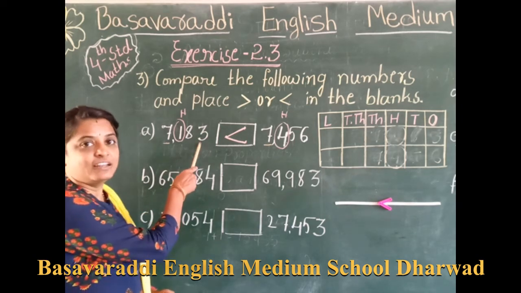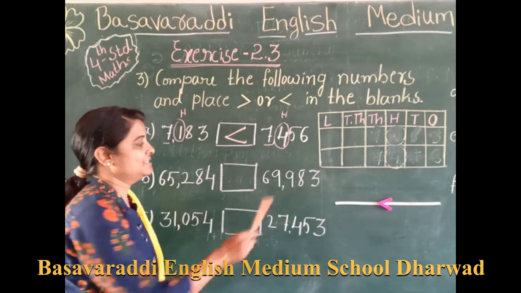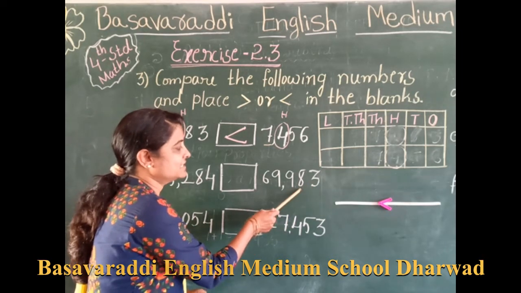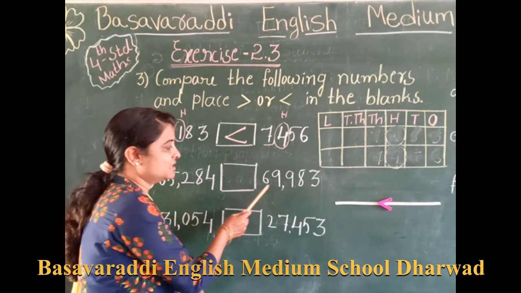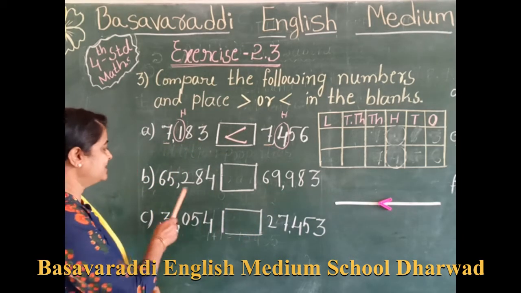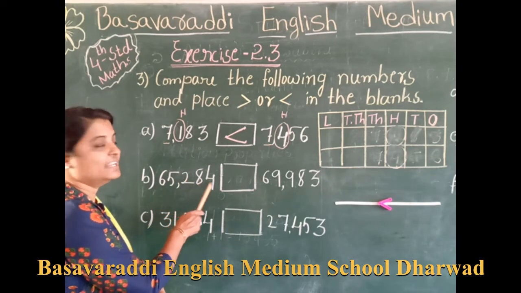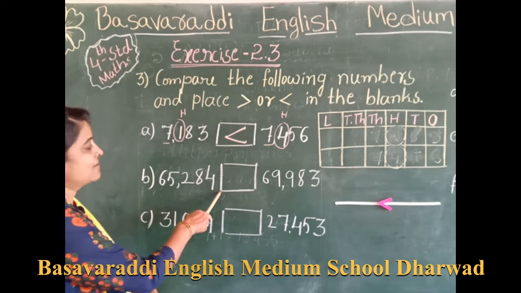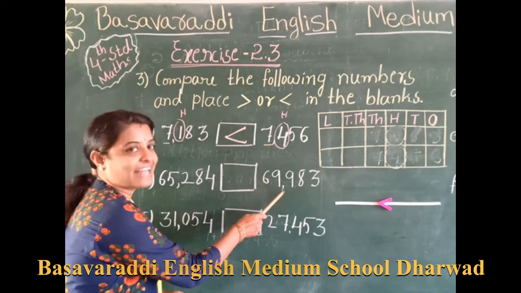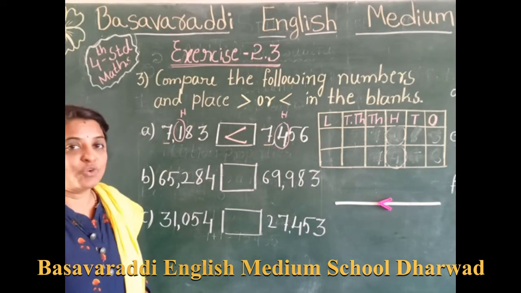Here we learned about only 1000. Here it is up to 10,000. Again see here ones, tens, 100, 1000, 10,000. Then now we have up to 10,000 number. Then read this: 65,284. Yes. Then here it is 69,983. Is it?